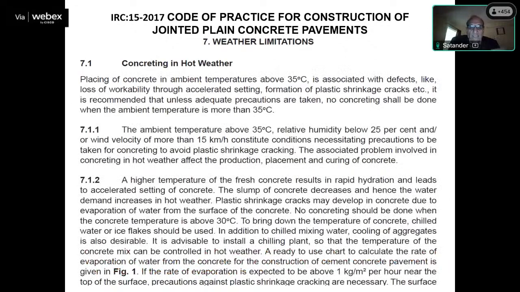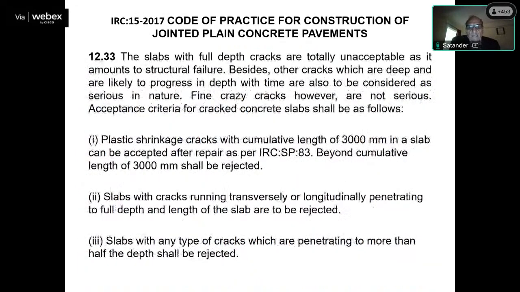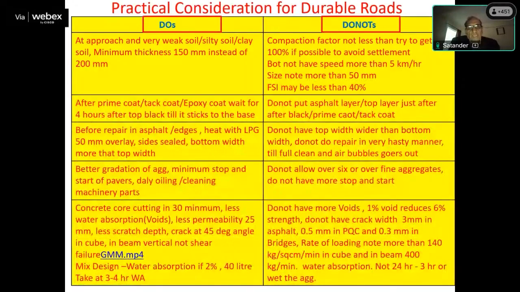So concreting in hot weather, I think everyone knows, the ambient temperature should be not more than 35, minimum temperature not less than 10. Any crack on the panel, total length, now 300 mm is permitted. Any shrinkage crack, as in a PQC 4.5 meter by 3.5 meter, 3000 length is permitted. So these are do's and don'ts. Few slides are left. These are left side the do's, right side don'ts.